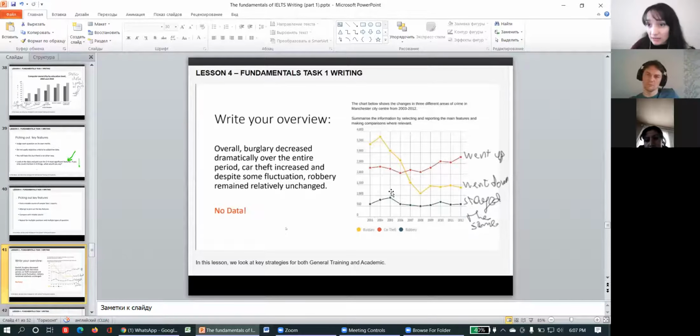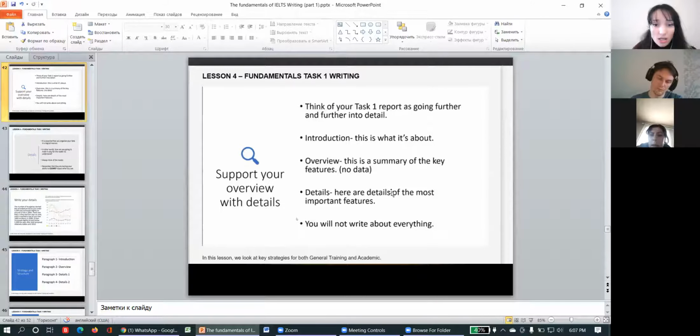No data, no detail. In the overview part, you have to give this short and direct information on what it is about, okay? One is going up, the other is going down, the other stays the same. Good. Support your overview with details. It's already coming in the next paragraph.